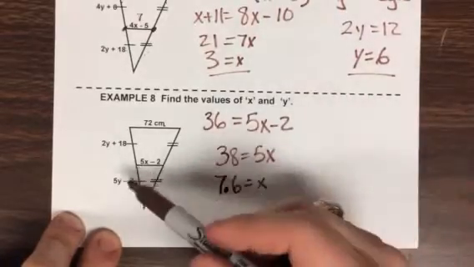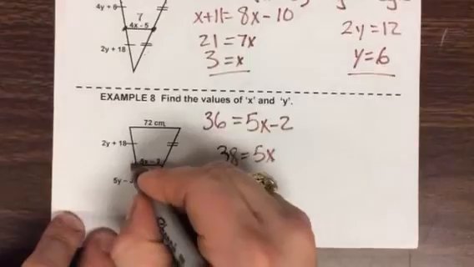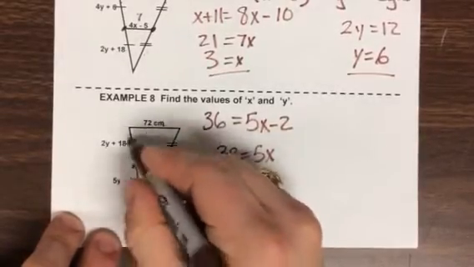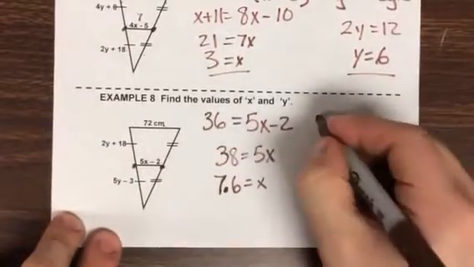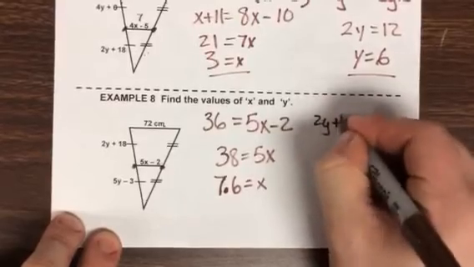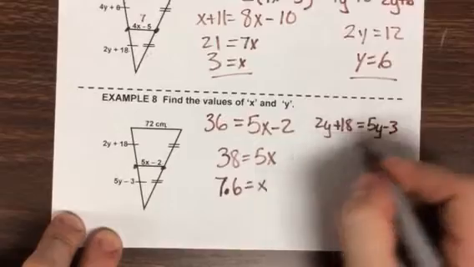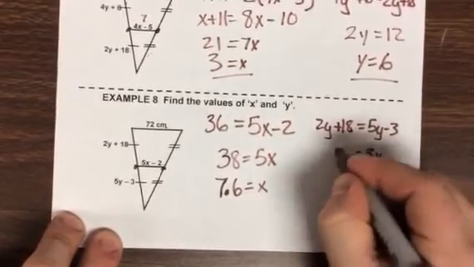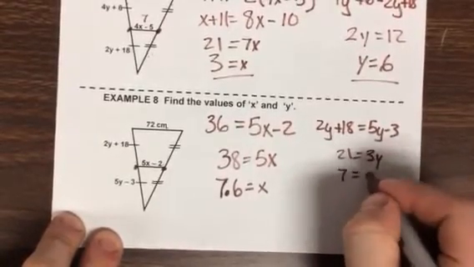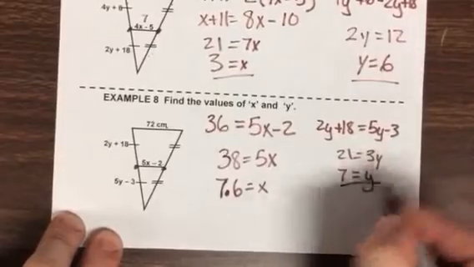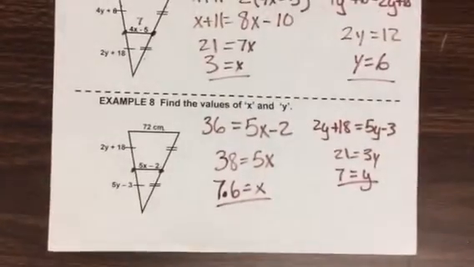Looking on to the next piece here, y. We know that this is a midpoint because it's marked congruent pieces. Anytime they're congruent, I can set them equal. So 2y plus 18 equals 5y minus 3. So 3y equals 21, or 7 equals y. Right there you have it, talking about parallel lines and proportionality within triangles.